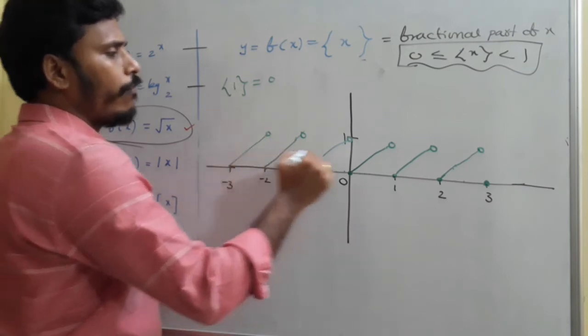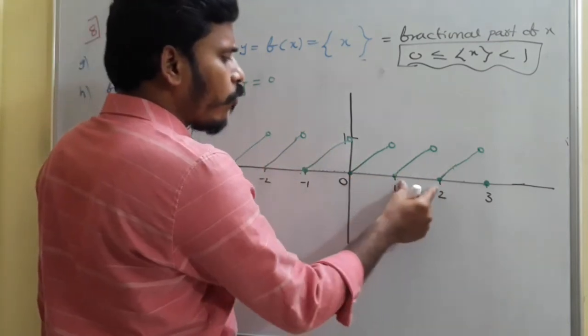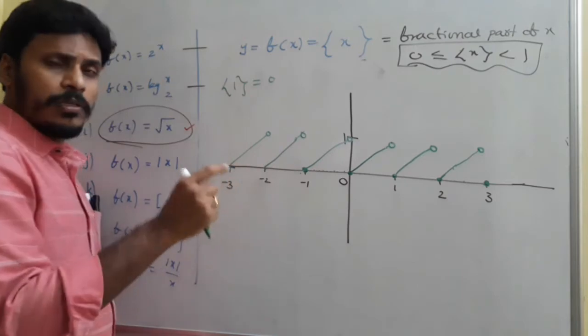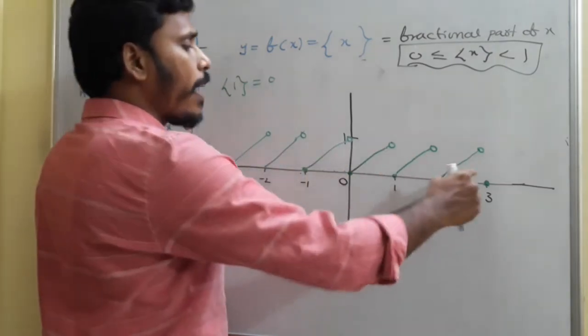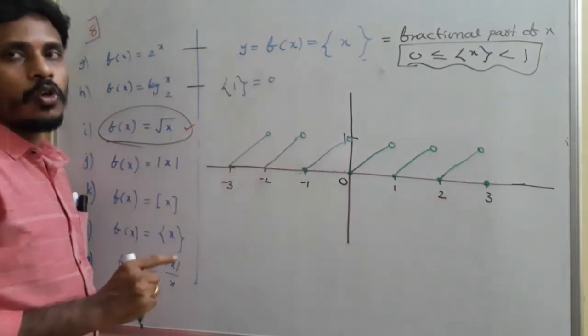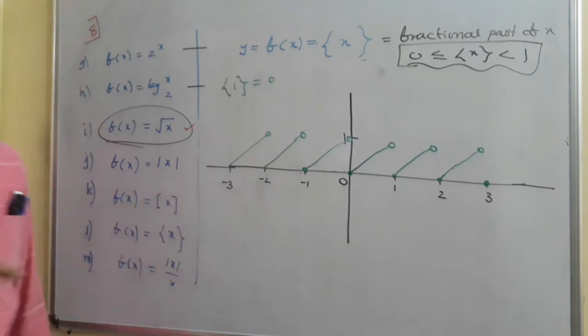So everywhere in the interval of 1 unit the graph shape is the same. All these lines are parallel and they have the same length also. Just have a look. This is the graph for the fractional part of x.